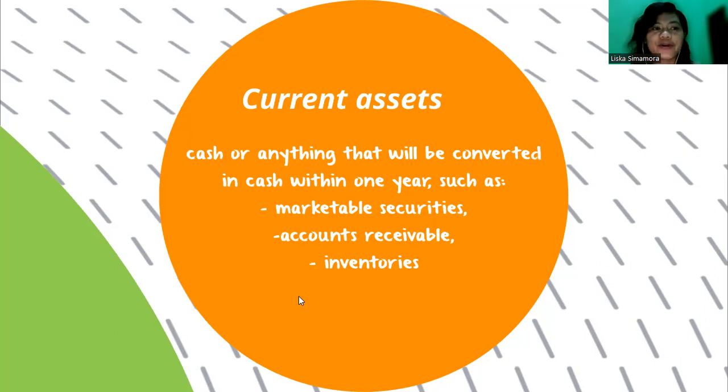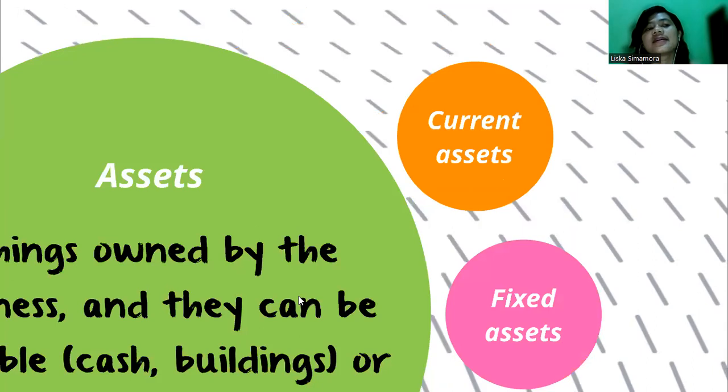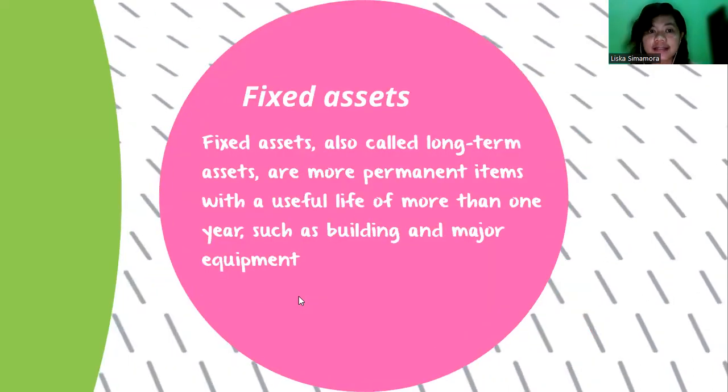Okay, I remember that your small business doesn't really have many current assets. Okay, and the next one is fixed assets. From the definition, you can identify what is included in the fixed assets. So these fixed assets are also called long-term assets. This one is a more permanent item, so they are not limited to 1 year compared with current assets. But fixed assets are something permanent, more than 1 year.